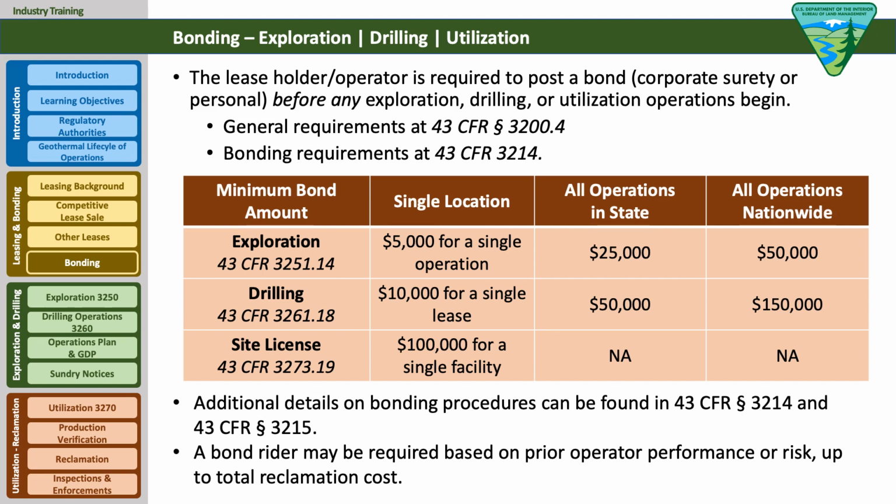For exploration and drilling bonds, the operator has the option to post a bond for only that individual operation, a larger bond to cover all of their operations in a single state, or an even larger bond to cover all of their operations nationwide. However, a bond for a state license for an electrical generation facility must be posted on a site-by-site basis, as the costs of reclamation of power plant sites is significantly larger than that for individual wells and pads.